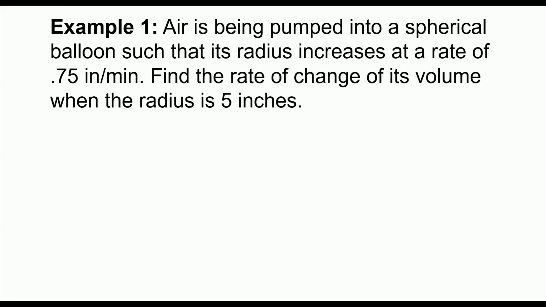So first example, number one: air is being pumped into a spherical balloon such that its radius increases at a rate of 0.75 inch per minute, okay? Find the rate of change of its volume when the radius is 5 inches. So this is kind of an implicit differentiation applied to a physics problem.